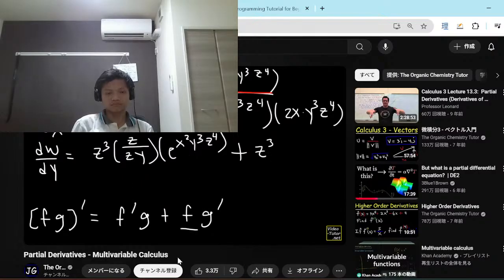So let's rewrite the constant z to the third. F is basically the first term, z³, times ln zy, which we're going to rewrite as ln zy. And then g prime, the derivative of the second part. That's going to be e to u, which is e^(x² y³ z⁴), and then times u prime, which will differentiate the y variable. So it's going to be x squared times the derivative of y cubed, which is 3y squared, times the constant z to the fourth.